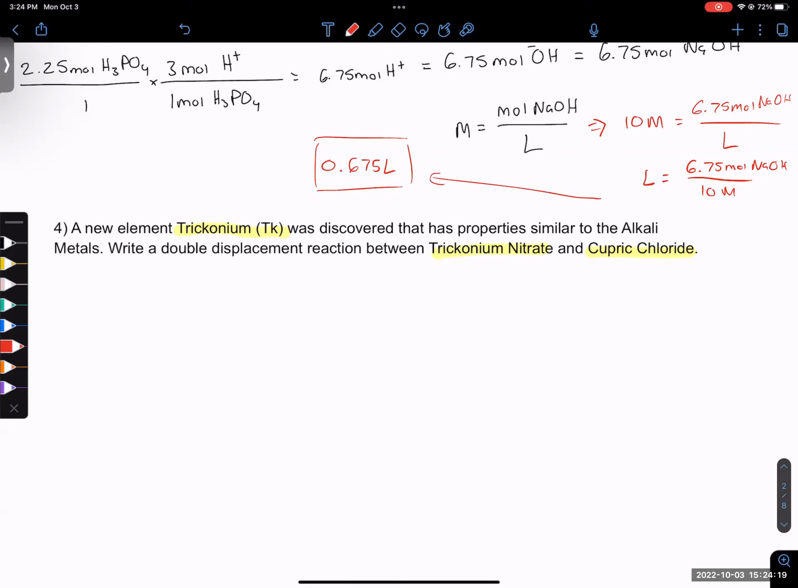You need to put first your, balance, and then, well, that's the answer. Yeah, that's pretty much what you do. You could replace TK with a group 1 element, exactly, because what triconium is, who knows and who cares? I don't, so I'll just cross it out. It says it has properties similar to alkali metals. Unknown alkali metal, let's say lithium. So we'll replace this triconium with lithium.